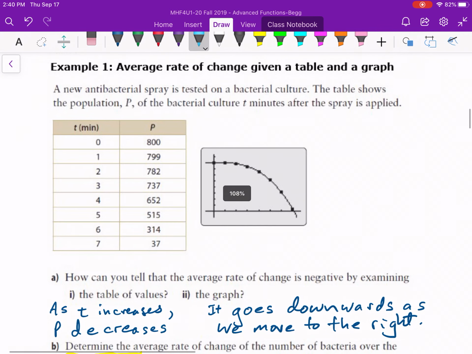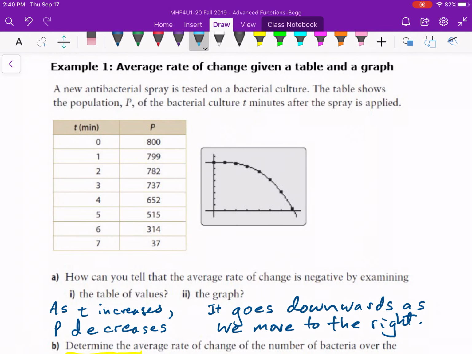Let's look at some examples on how we actually use it. Again, average rate of change is the easiest, so let's start with an example of that. A new antibacterial spray is tested on a bacterial culture. The table shows the population P of the bacterial culture T minutes after the spray is applied.